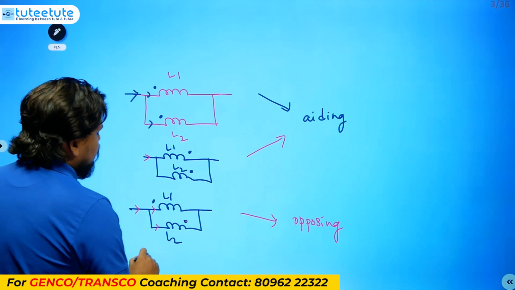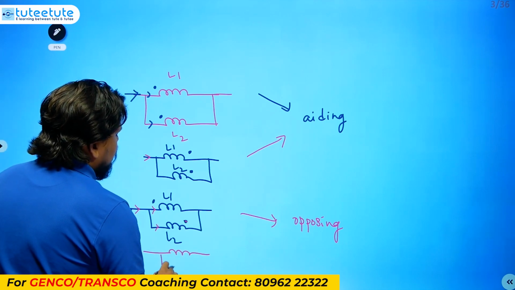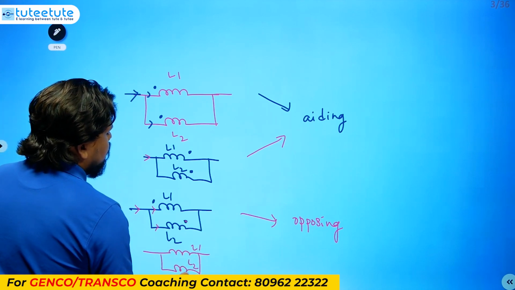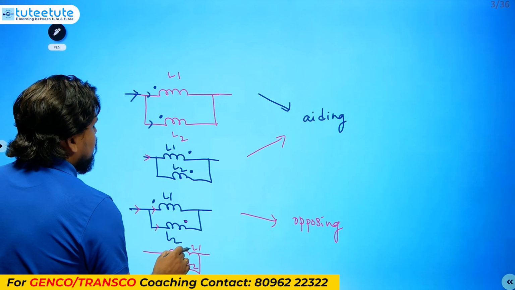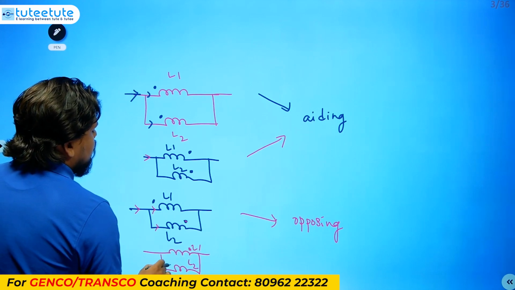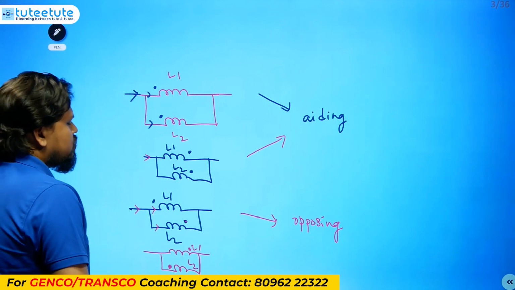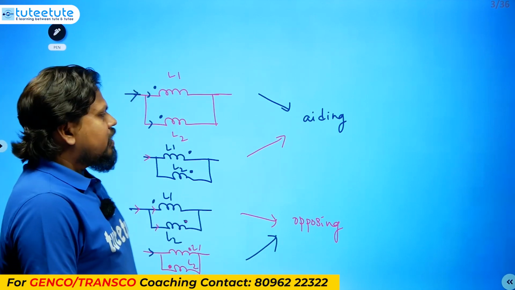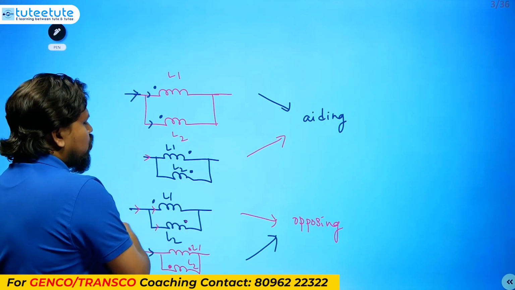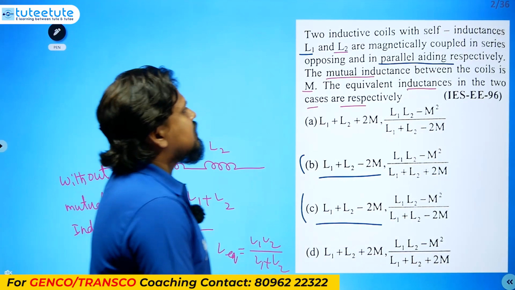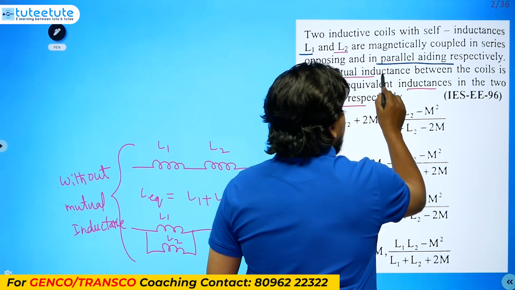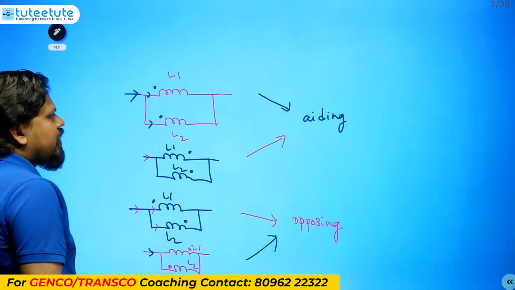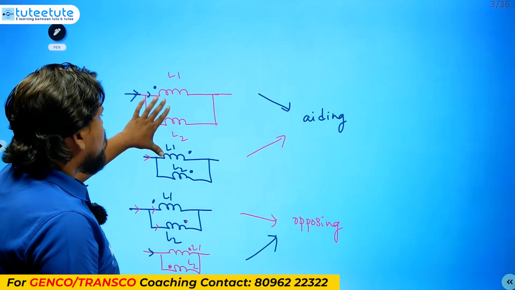Next, similar to this, another connection is also possible. If two inductors are connected like this, this is L1 and this is L2, with a dot here and another dot here, in this case also it will be an opposing connection. So for series, opposing or aiding, two types of connections are there. What they are asking is parallel, not series. Parallel aiding, respectively, means they are asking about this connection.